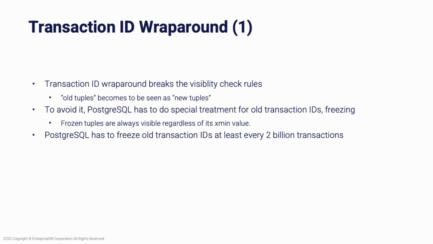To avoid it, Postgres has to do special treatment for all the transaction IDs called freezing. What we do in freezing is just add a flag to the tuple header. So once the tuple is frozen, it becomes visible regardless of the tuple's actual xmin value. We have to freeze all XIDs at least every 2 billion transactions because, as I mentioned before, we use 2 billion transaction IDs as new ones and the other 2 billion as old ones.